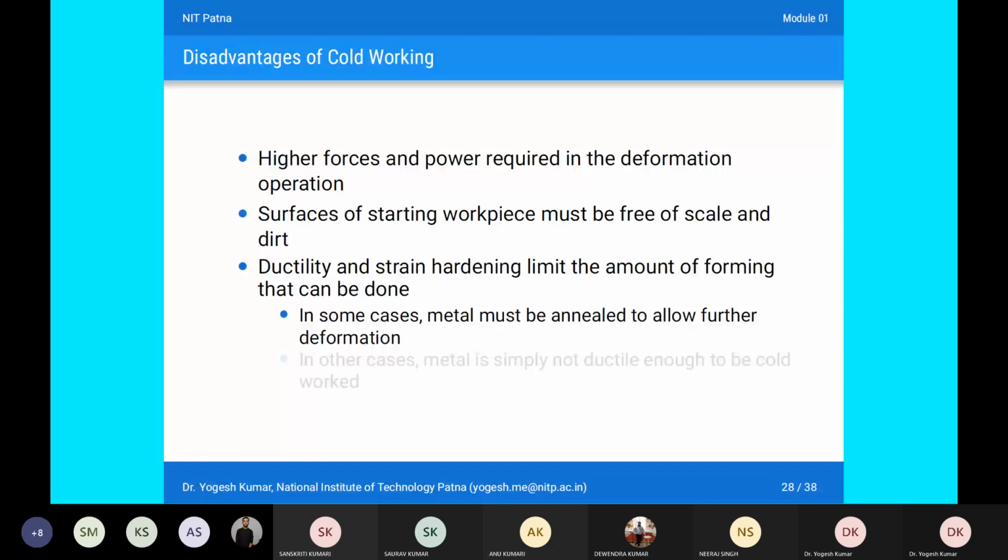In some cases, the ductility of your material is not sufficient, so that you cannot plastically deform metals into the desired shape at room temperature. So in those cases, for those materials, you cannot deform the material plastically at room temperature.